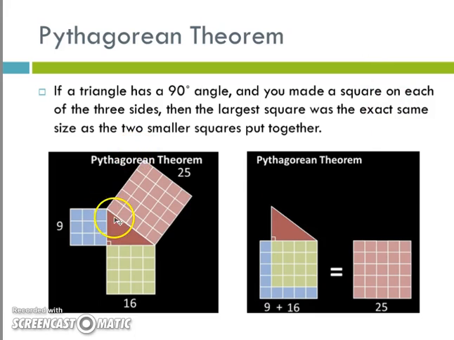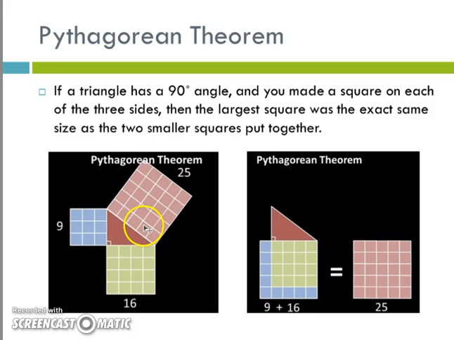For example, here's my right triangle. If I square this side, I can see it has a length of 3, so if I square it, I'm going to have a total of 9. This length is a length of 4, so if I square it, it is now 16. And this last side has a length of 5. If I square it, it is now equivalent to 25.